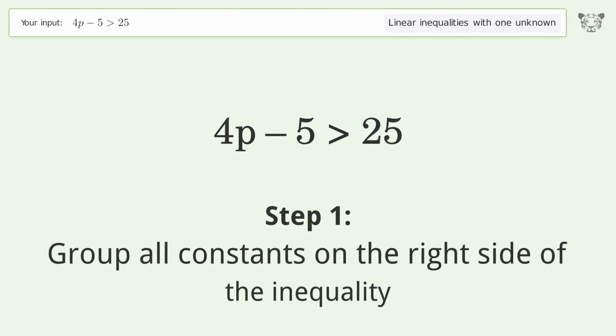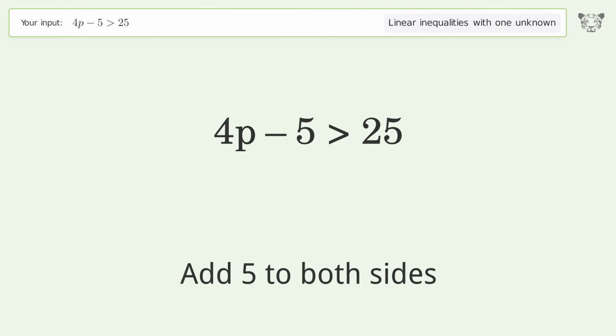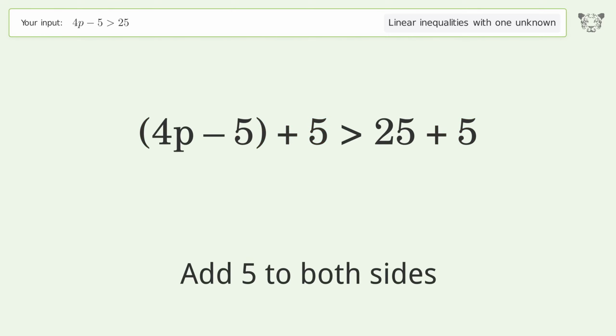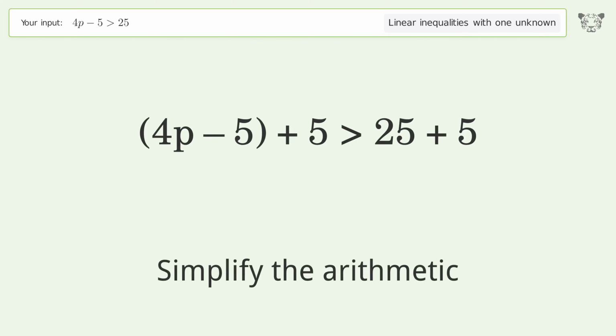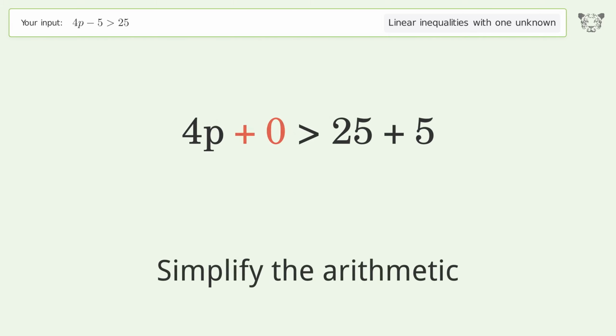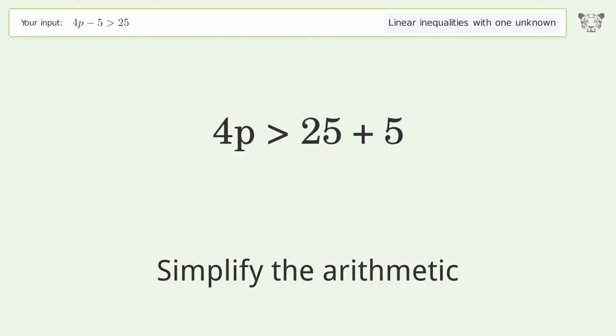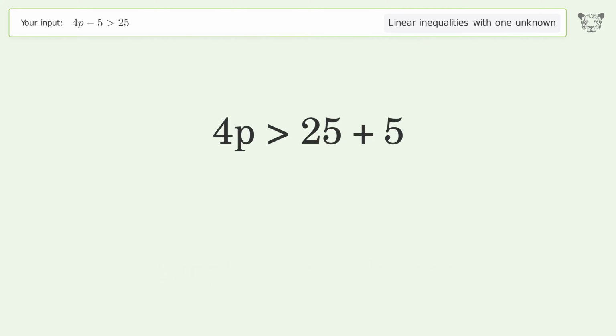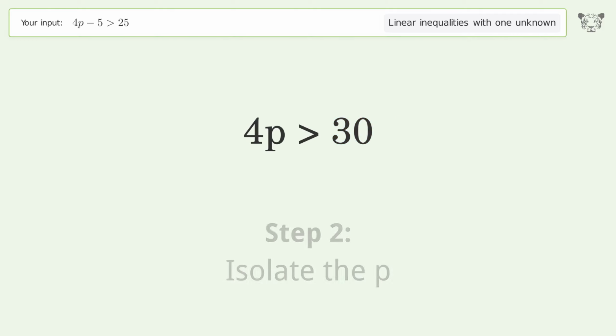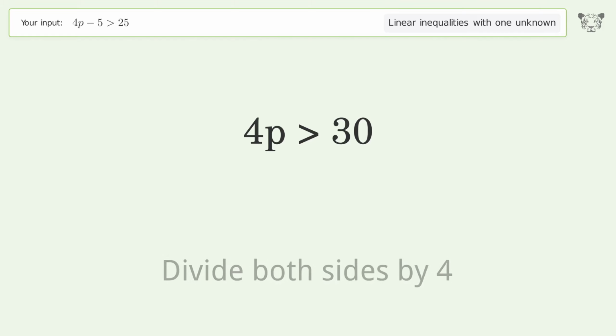Group all constants on the right side of the inequality. Add 5 to both sides. Simplify the arithmetic. Isolate the p. Divide both sides by 4.